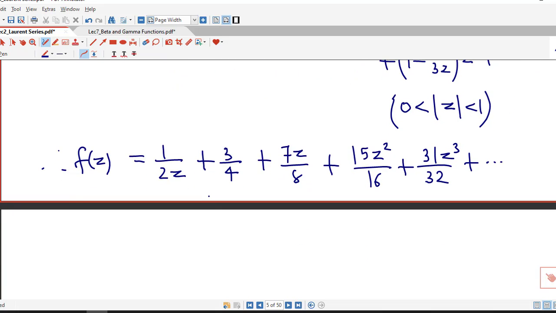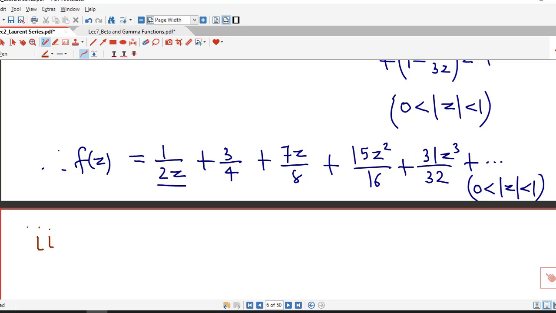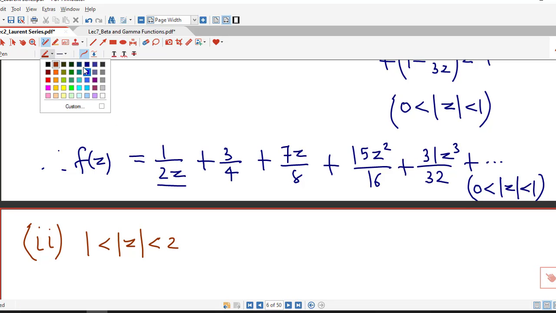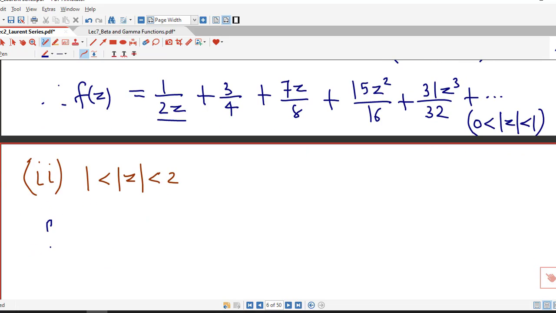So we can see we have obtained this expansion in powers of z. There is only one term in which we have negative power of z, and this expansion is valid in the domain 0 less than absolute value of z less than 1. Now we consider second domain. Second region is z lies in between circles mod z equal to 1 and mod z equal to 2. So we have 1 less than absolute value of z less than 2. So first we write our function.